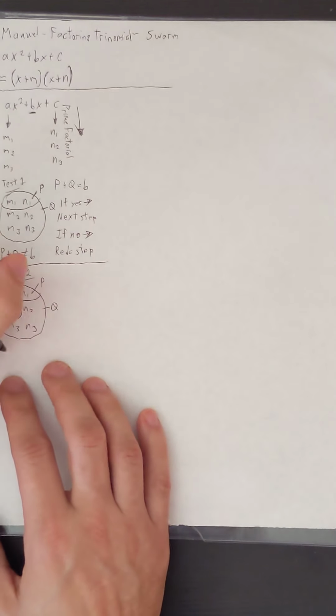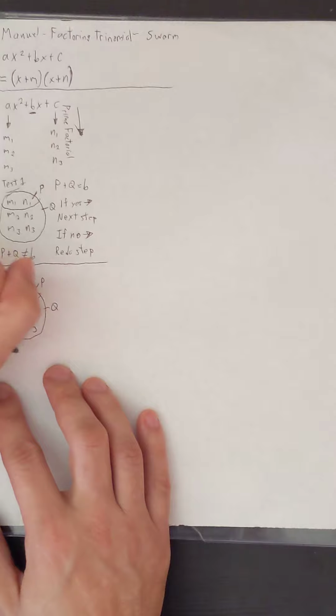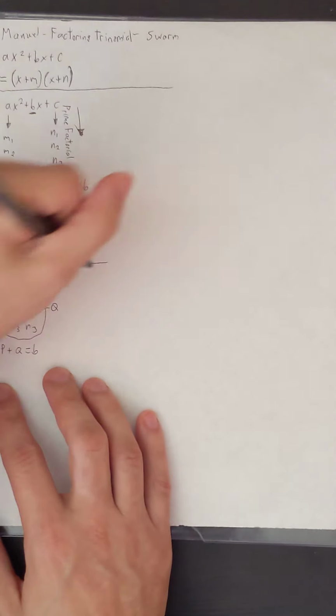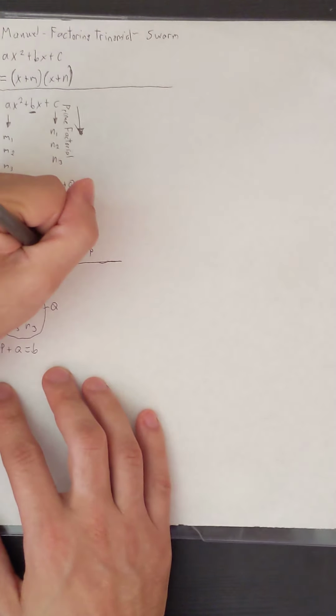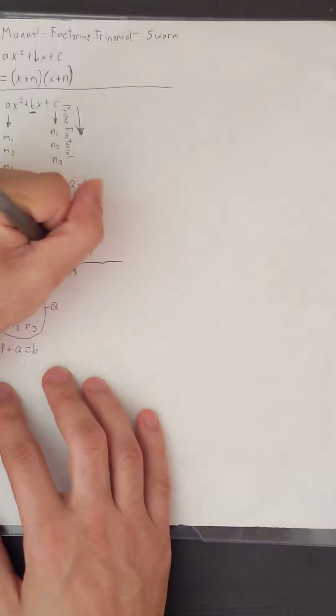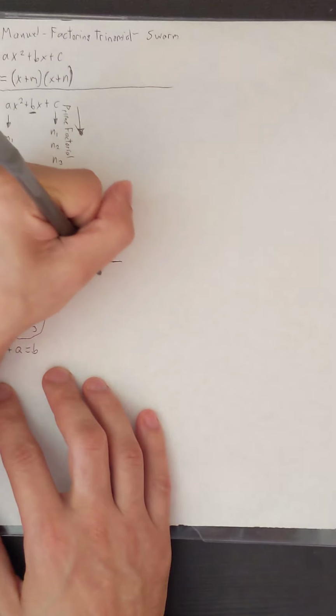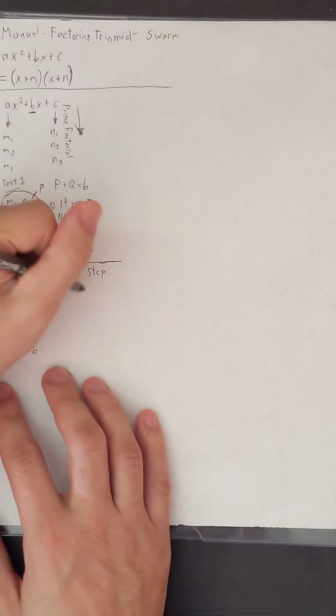Let's suppose that in this case we found out that p plus q does equal b. It worked, okay? What do we do next? So let's go back and label this the next step. So this is what we do next.